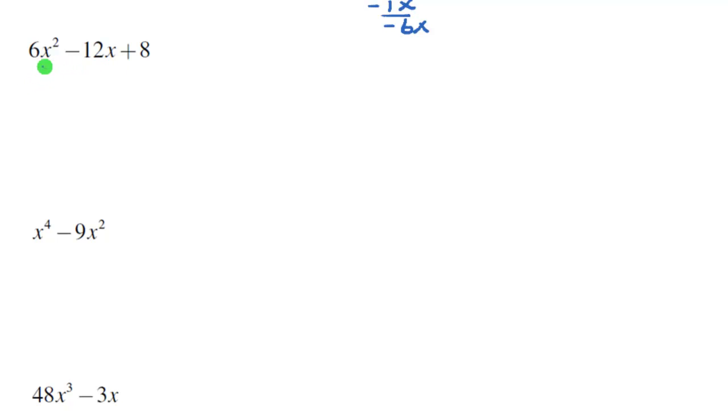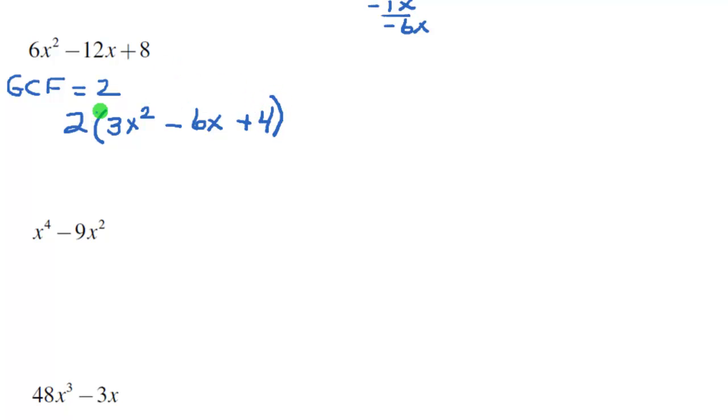Okay, we've got another trinomial, 6x squared minus 12x plus 8. GCF, is there a greatest common factor that we can pull out? If you said yes, you're right, because notice that all of these terms are even. So there's a 2 that we could pull out. So we're going to pull out a 2. That's going to leave us a 3x squared here, because 2 times 3x squared is 6x squared. And then here in the middle we have a negative 6x. 2 times negative 6x is negative 12x. And then our last term is a 4, because 2 times 4 is 8.